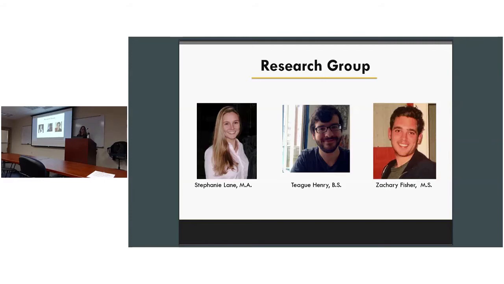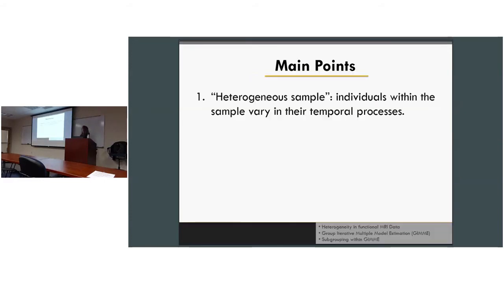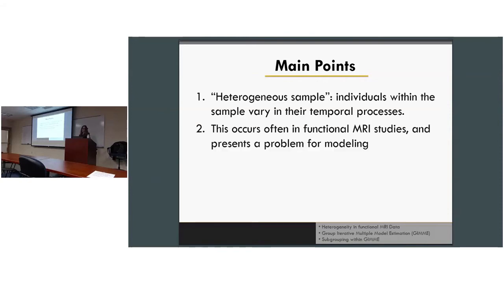help. So when I'm talking about heterogeneous samples, what exactly do I mean by that? So we're all on the same page, I'm talking about samples within which you have individuals, and they vary in their temporal processes. So in the case of fMRI, that would be individuals with different brain processes, as evidenced by their functional connectivity patterns. And so another main point that I'm going to be returning to is that this occurs often in fMRI, and that this is a problem.